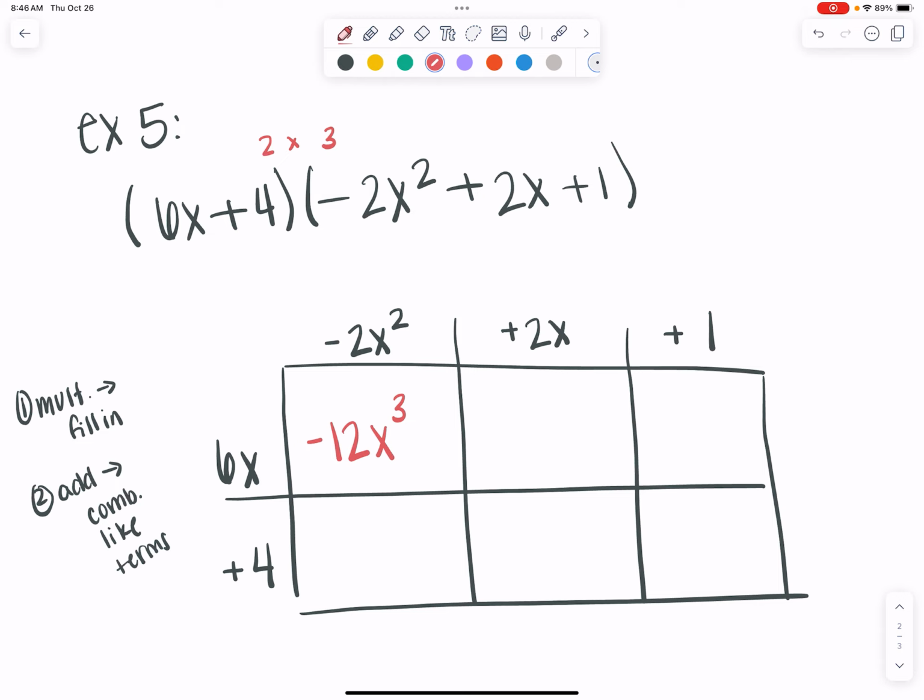Going off to the side, 2x times 6x. 2 times 6 is going to give me 12, and then x times x is going to give me x squared. And then the next one, 1 times 6x, nice and easy, 6x.